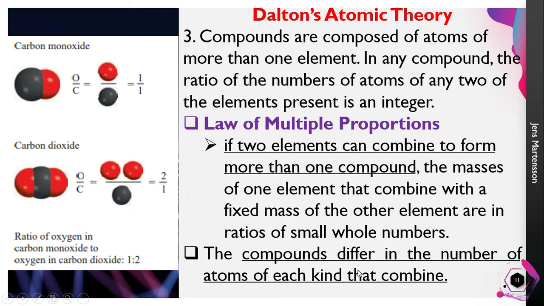For example, we have here carbon monoxide and carbon dioxide. The same types of elements make them up, carbon and oxygen. However, the proportion of one element differs in the two compounds. In carbon monoxide there is one carbon and one oxygen. In carbon dioxide there is one carbon and two oxygen. So as you can see, in carbon monoxide the ratio of atoms is 1:1, while in carbon dioxide the ratio of oxygen to carbon atoms is 2:1.